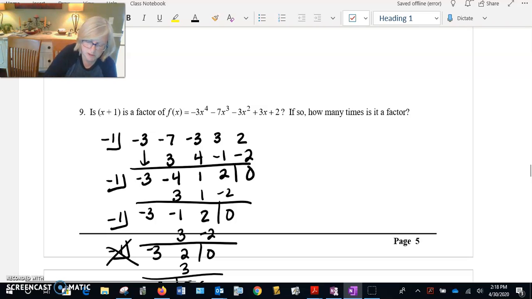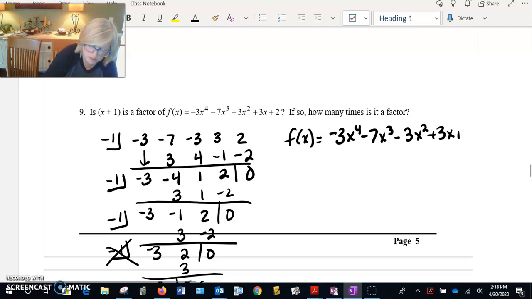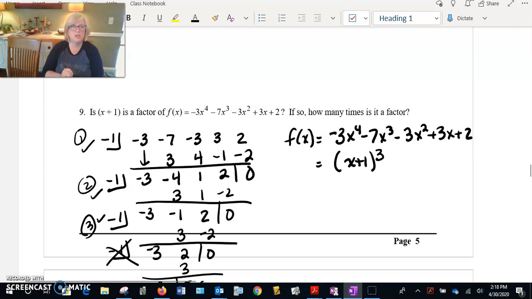So I know that this polynomial f of x, which is negative 3x to the 4th minus 7x cubed minus 3x squared plus 3x plus 2, it's going to have that x plus 1 factor 1, 2, and 3 times. So it's going to have a cubic up there in its power for that. And remember, there's only going to be 4 factors because the degree of this is 4. And then what's left here is this. Right there was where we ended when we stopped the process.